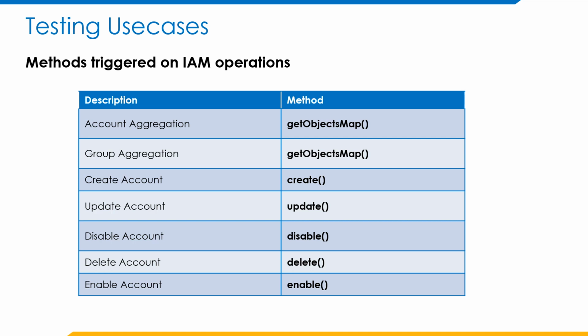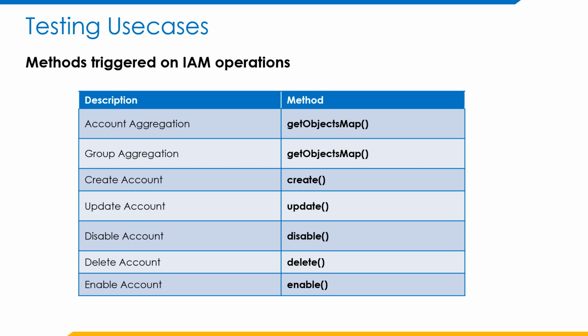creation logic in the application. When we perform the account update operation in the application using SailPoint, the update method is invoked and this method will handle the logic for updating the account in the application. When we perform the disable account operation in the application using SailPoint, the disable method is invoked and this method will handle the logic for disabling the account in the application.